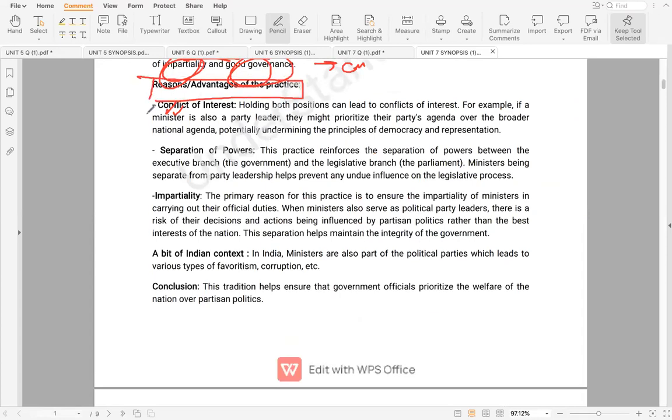Now you'll have to come out with a number of pointers on why this practice is good. First one being conflict of interest. Holding both positions can lead to conflict of interest. For example, if a minister is also a party leader, they might prioritize their party's agenda over the broader national agenda, potentially undermining the principles of democracy and representation.